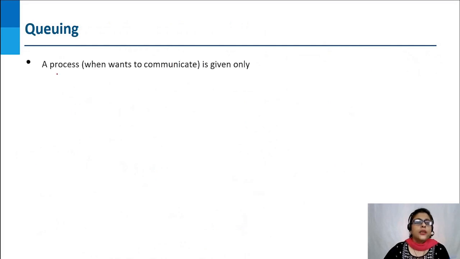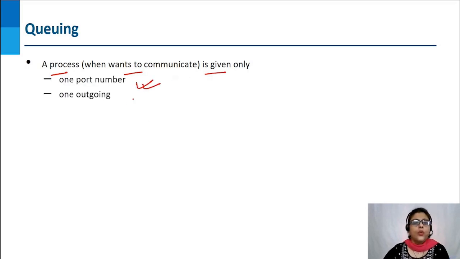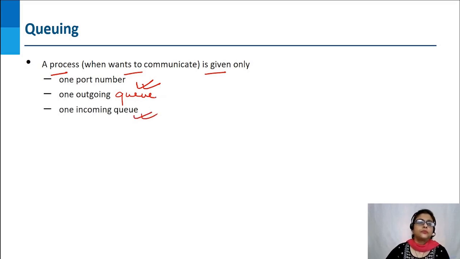Let's understand queuing. Queuing is a process where somebody who wants to communicate is given only one port number, one outgoing queue, and one incoming queue. So three things are necessary for the transport layer to transmit data through the port. We have understood about port in earlier videos, but we have never gone into the details of queuing. So let's understand queuing with the help of this pictorial representation.